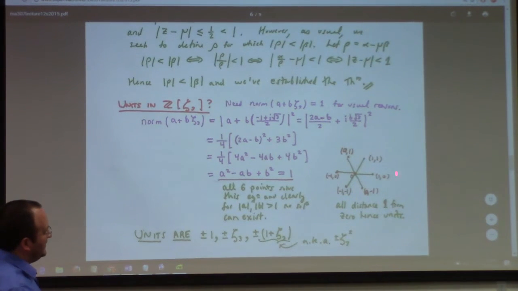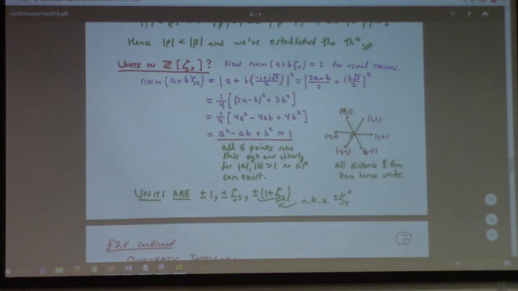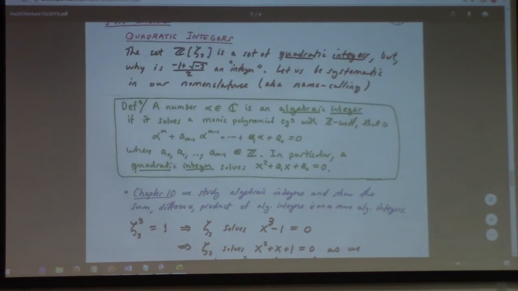So these are the units. Are those the units? Anyway, the units in the Eisenstein integers, here they are down here. The Eisenstein integers have plus or minus 1, plus or minus zeta 3, and also plus or minus 1 plus zeta 3. All of these have norm 1. There are 6 units in the Eisenstein integers. There are actually only 8 possible units for these imaginary quadratic things.